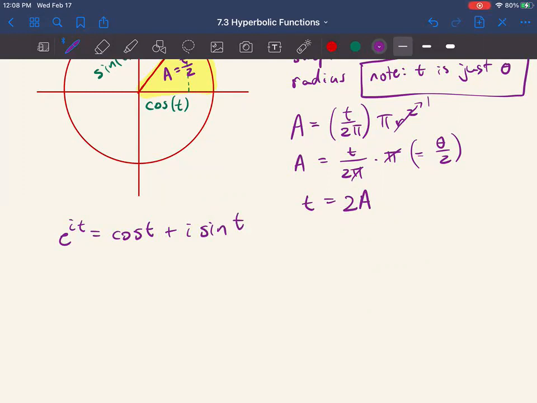And what this does for us is we can look at two parts of this. We can look at the real part, and we can look at the imaginary part.